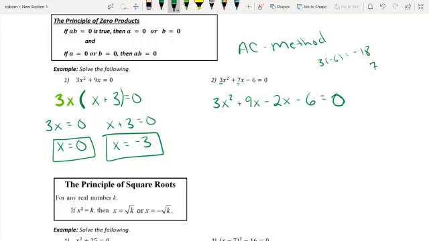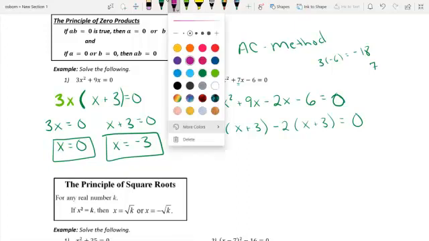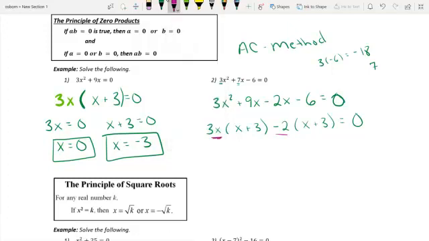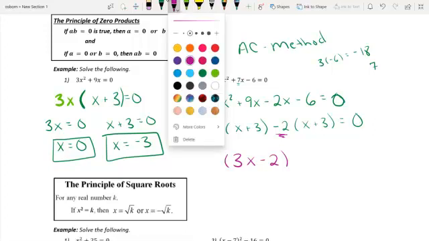Alright, so what can I factor out of these first two terms? Once again, I can factor out a 3x. So that gives me 3x parentheses x plus 3. Now I want to factor something out of these next two terms so that I'm left with x plus 3 in parentheses. So what I'm going to factor out is a negative 2. That gives me x plus 3 in parentheses. Now recall that when we do our factoring by grouping, these two values are going to group together. So I'm left with 3x minus 2 times x plus 3.